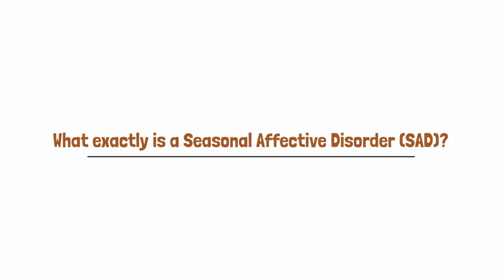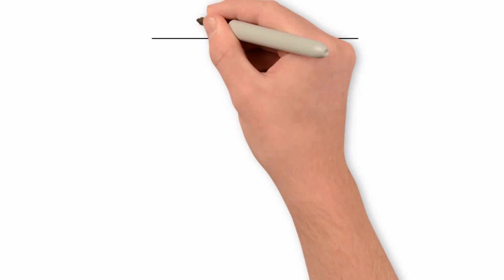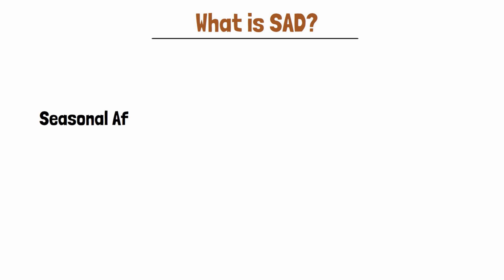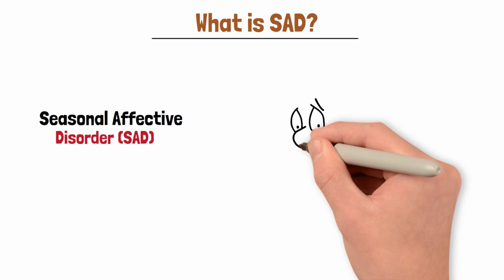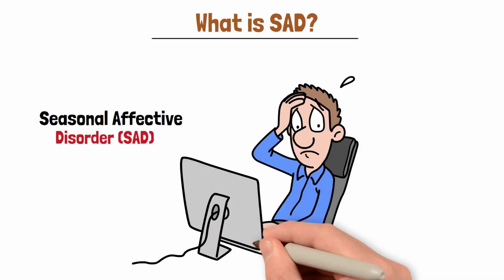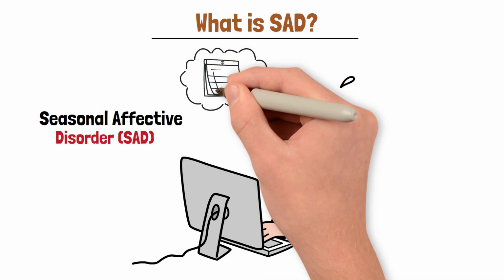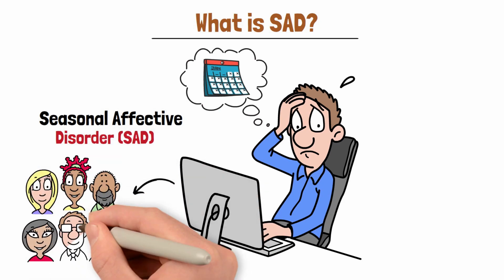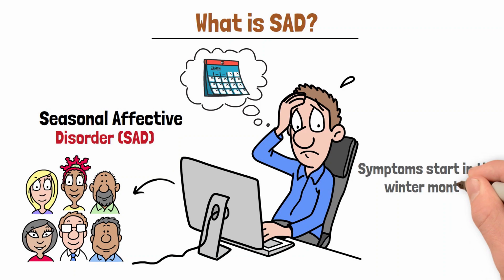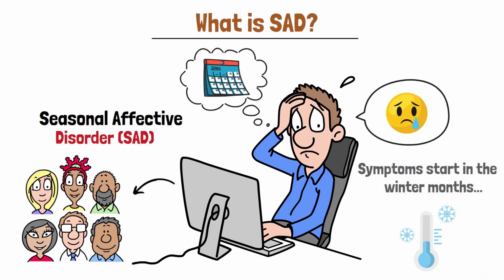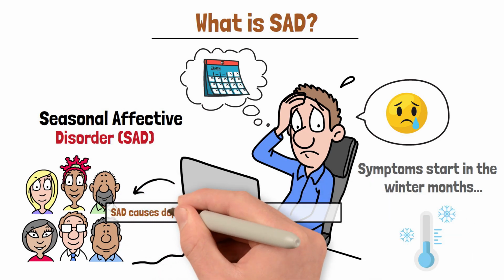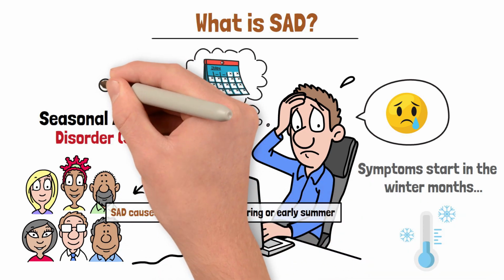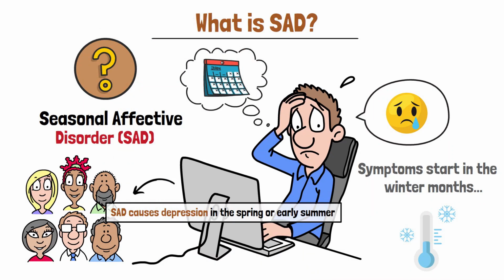So, the first question that comes up is, what exactly is seasonal affective disorder, SAD? Let's start. Seasonal affective disorder, SAD, is a type of depression that's related to changes in seasons, beginning and ending at about the same times every year. For most people with SAD, symptoms start in the fall and continue into the winter months, sapping energy and making them feel moody. Less commonly, SAD causes depression in the spring or early summer. I hope you now have a slight idea about what seasonal affective disorder is.